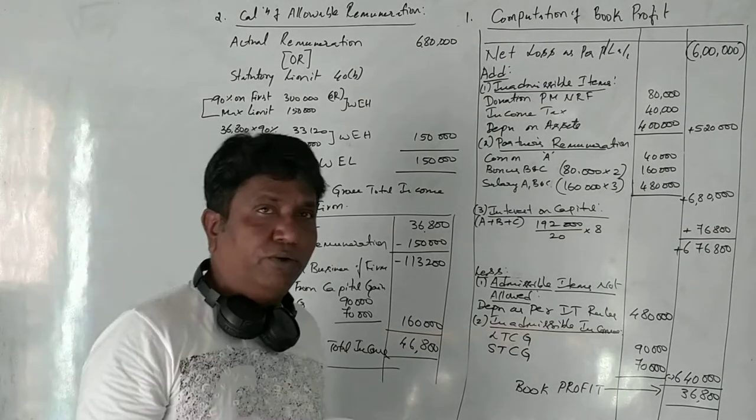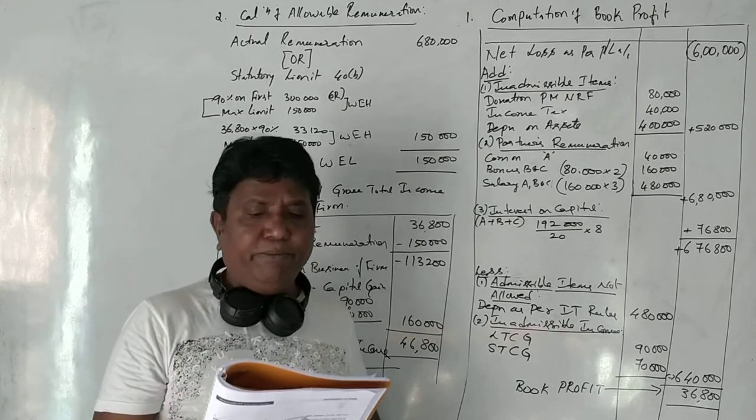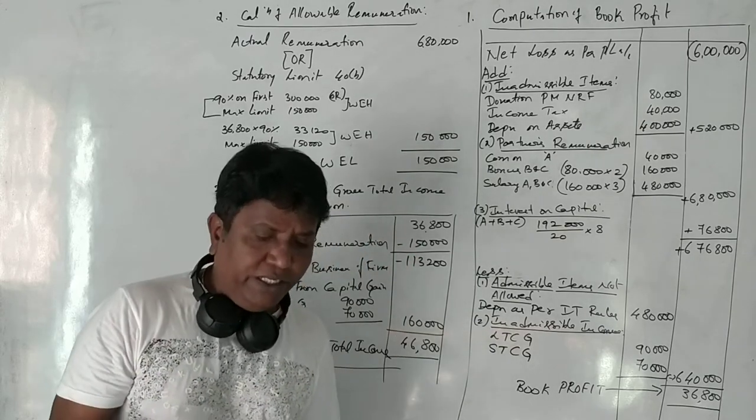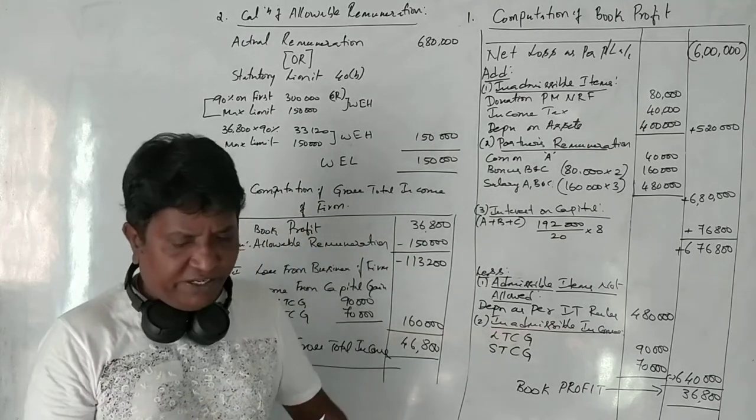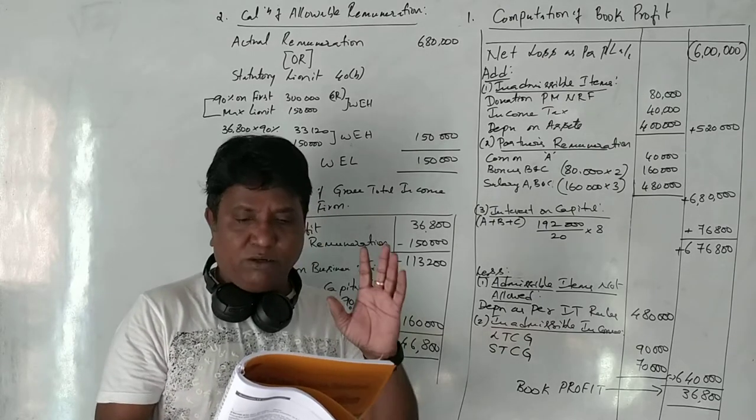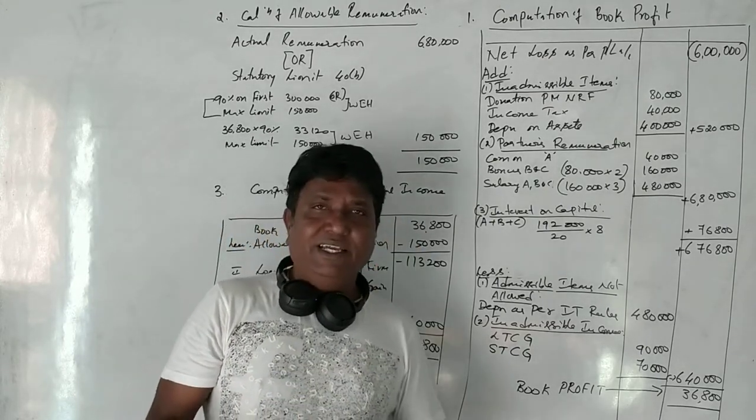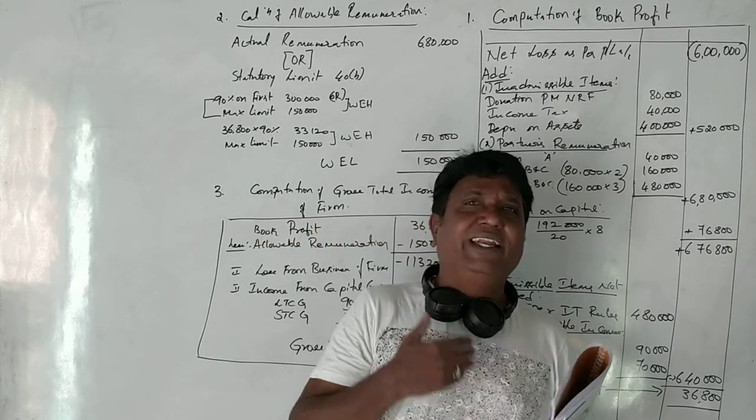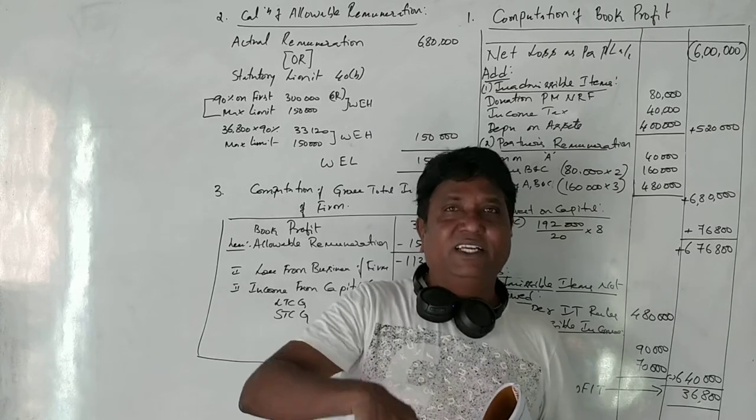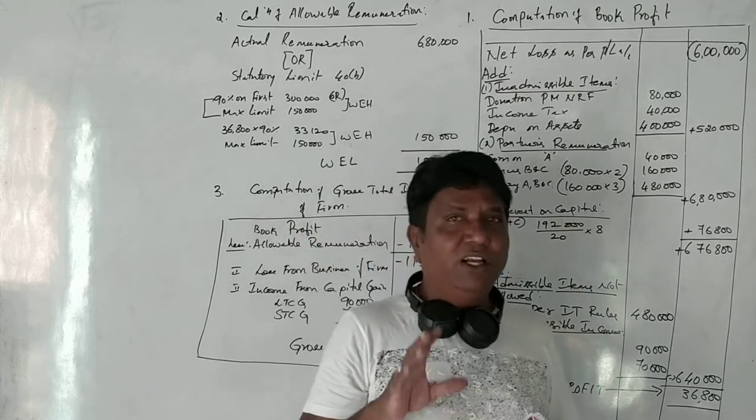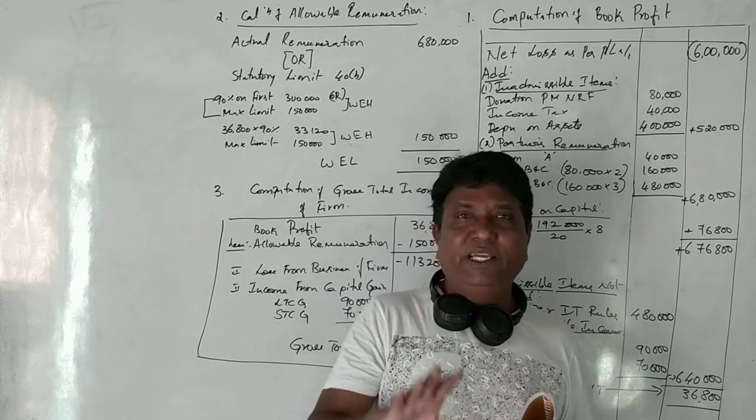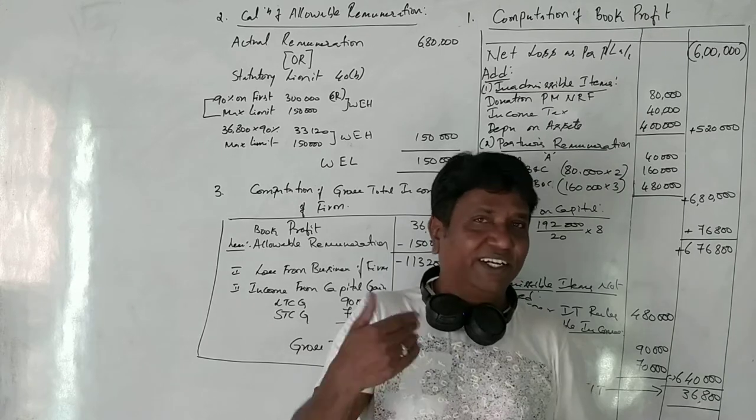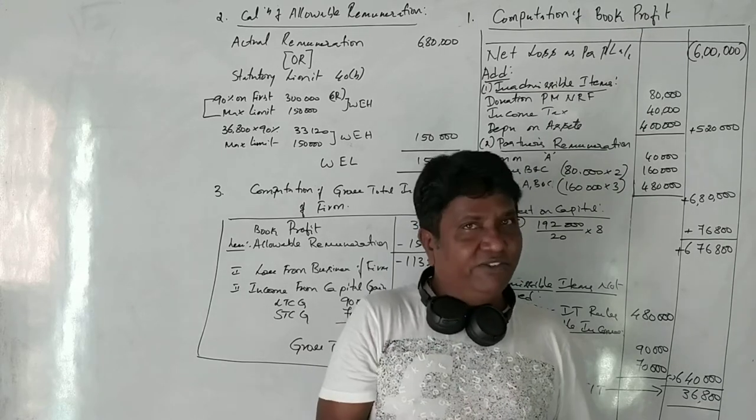Hello students, if you quickly read this question, A, B and C are partners sharing profits and losses equally in a firm. During the year 2018-19, that means our previous year, the firm incurs a net loss of 6 lakh rupees after deducting the following. Usually in our previous videos we have seen a net profit after deducting the following, but here we have a loss. So whatever it is, we have to calculate the book profit first, because after deducting so many items, he got a loss of 6 lakh rupees.